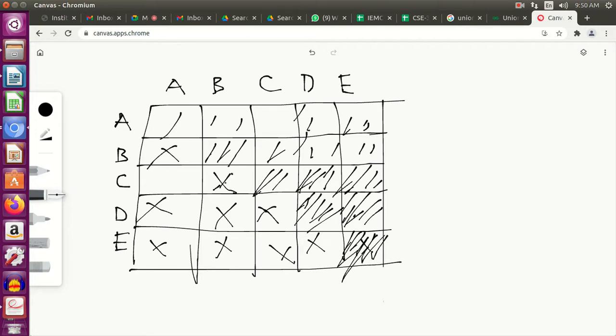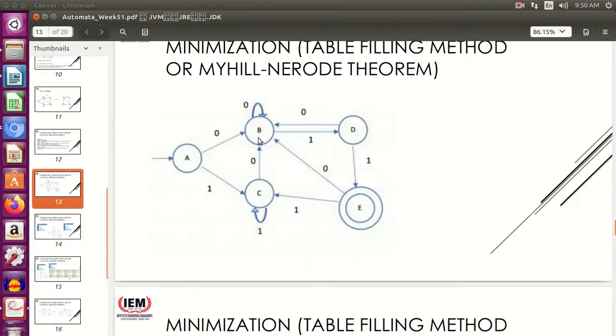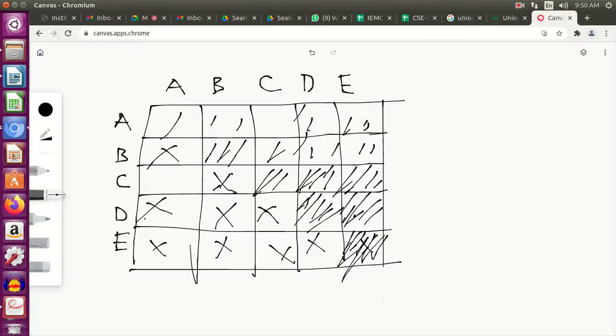Next, what do you consider? CB. Again go to the diagram. For CB, if you see the B part, it goes to the state D on getting 1. And D is already marked in my previous step. So therefore I will mark BC also, because B on getting a 1 is moving to D, which was already marked in my previous step. Therefore I will mark BC also.